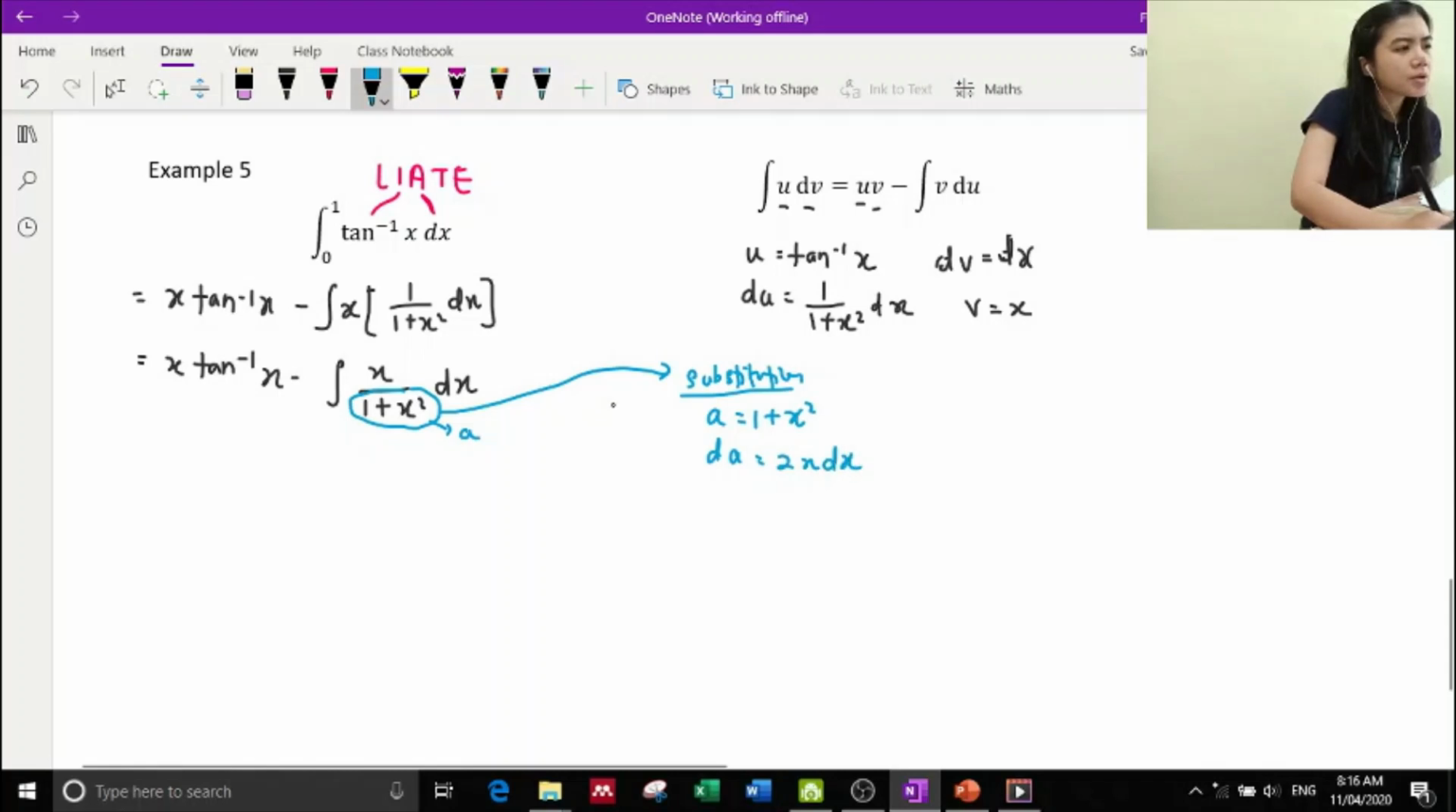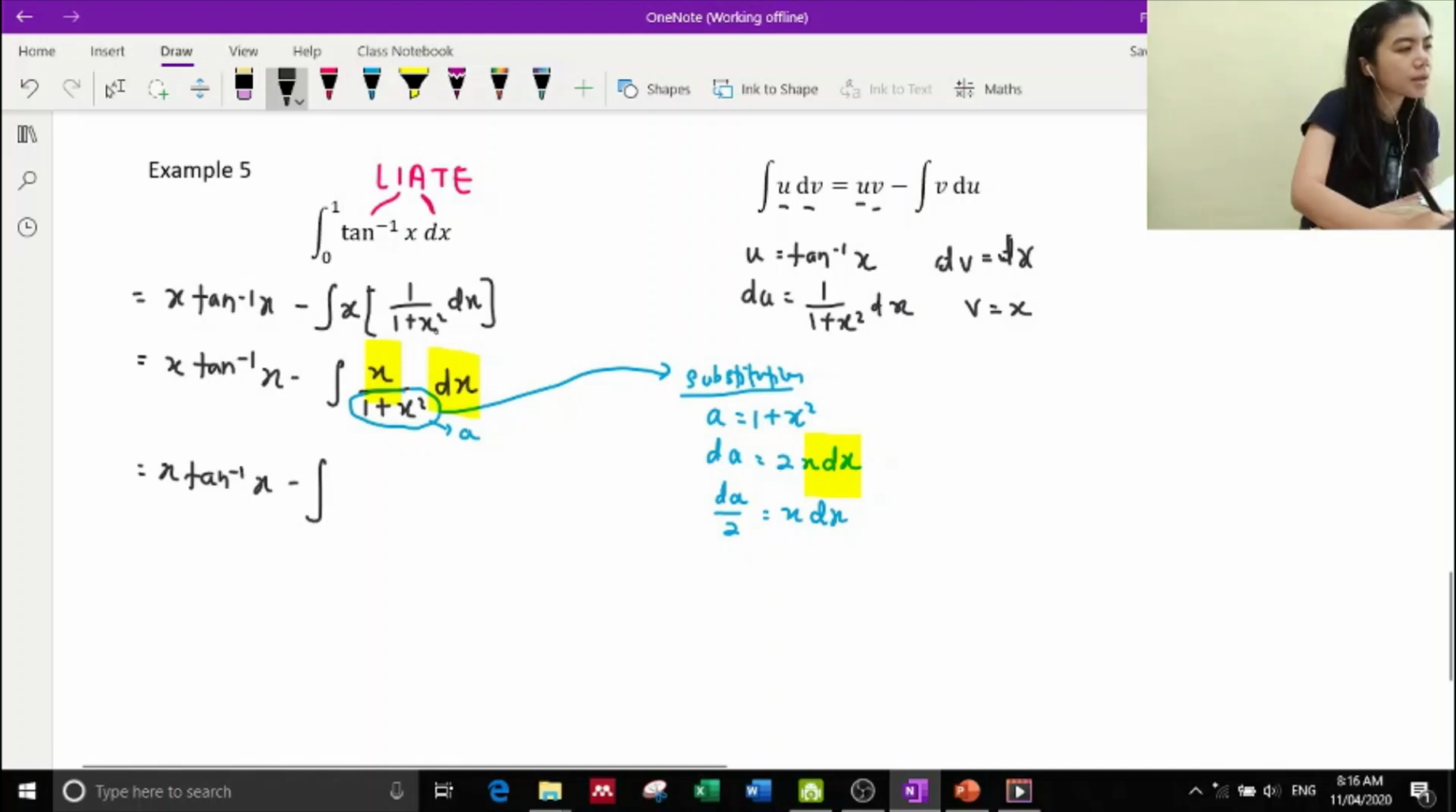Okay, so we can observe at the top here that you have x and dx. So we manipulate this here, so we have the dA over 2, so then we have x dx here. Why we want to do that is because later we're going to do substitution here. So we have the tangent inverse x for the first item.